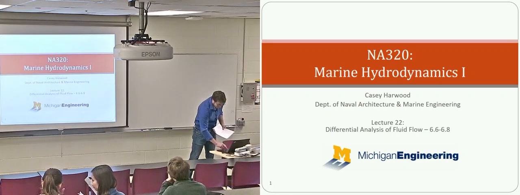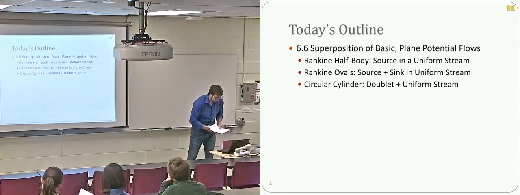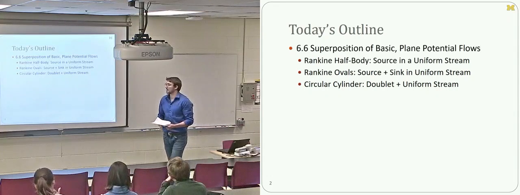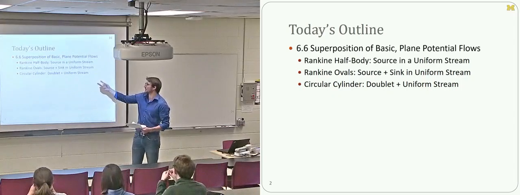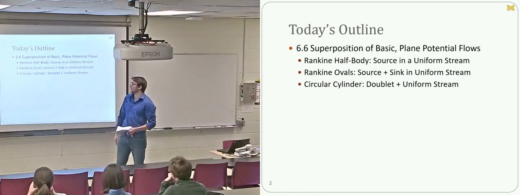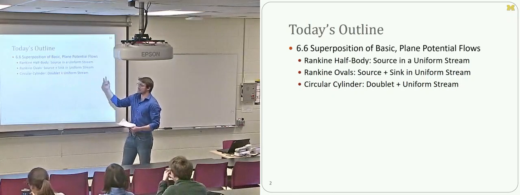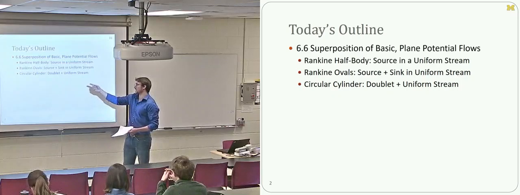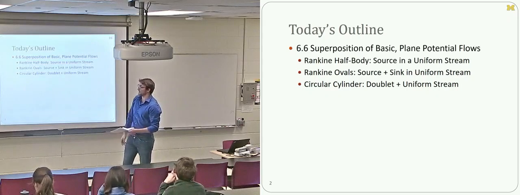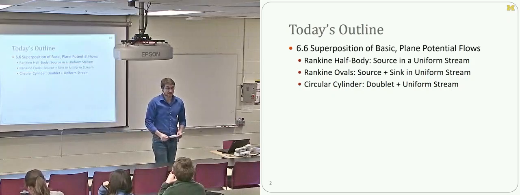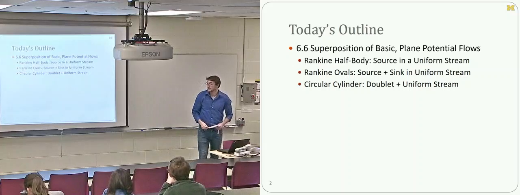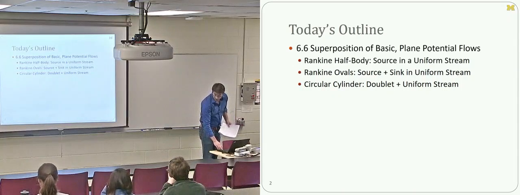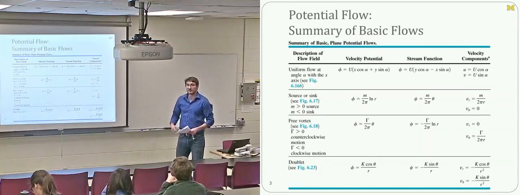So what we're going to talk about today are four types, well, I only listed three here. The Rankine half body, which we make by combining a source with a uniform stream; a Rankine oval, a source and a sink in a uniform stream; and then a circular cylinder, which is what happens when you put a doublet in a uniform stream. And then I've added a rotating cylinder, which is what happens when you put a free vortex at the middle of it. And we'll see that that's actually one of the ways we begin to approximate the generation of lift.